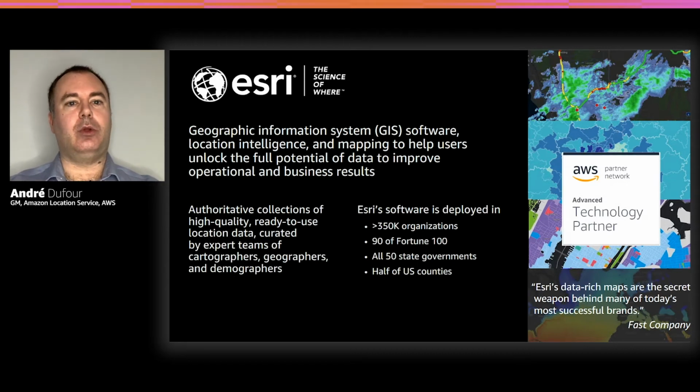Esri software is deployed in more than 350,000 organizations worldwide, including 90 of the Fortune 100 companies, all 50 states in the US, and half of the countries around the world. Esri provides us with geocoding services, maps, and places data, and we are so excited to be partnering with this leader.